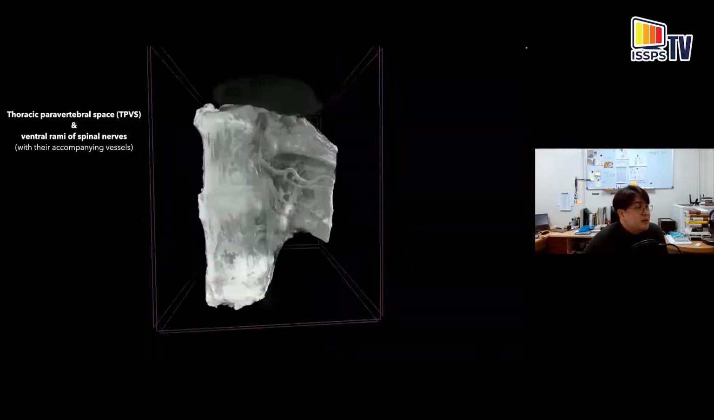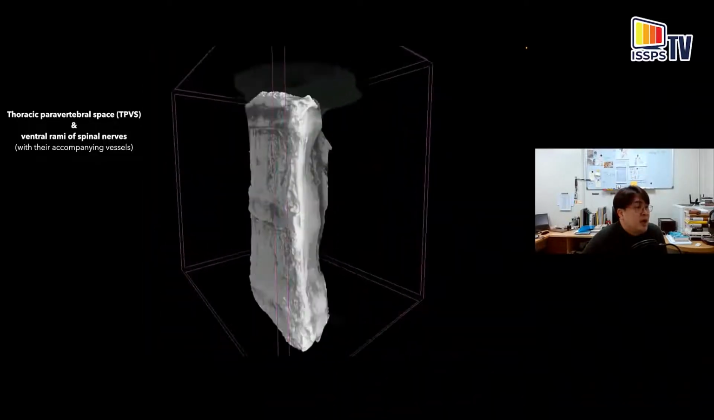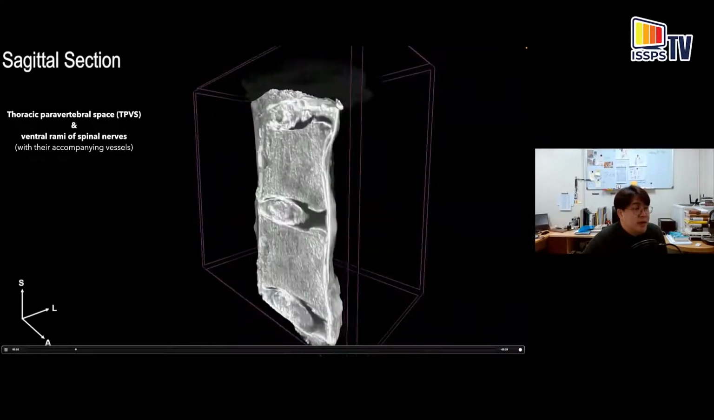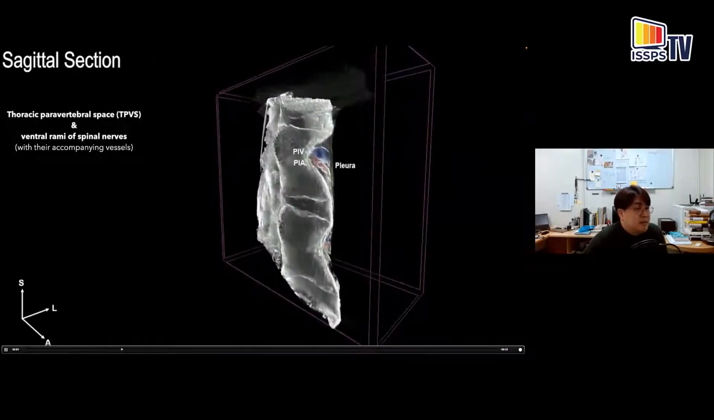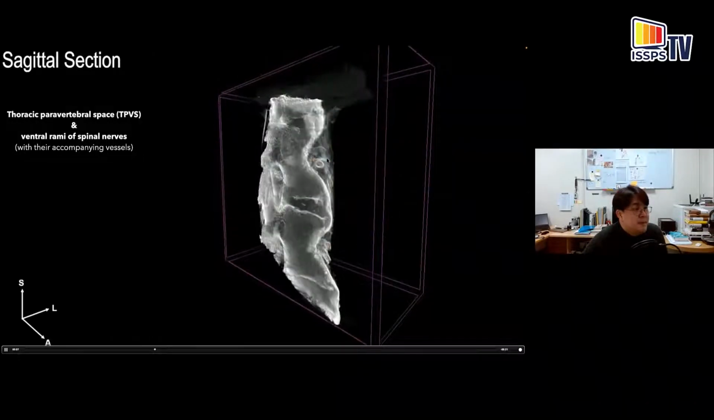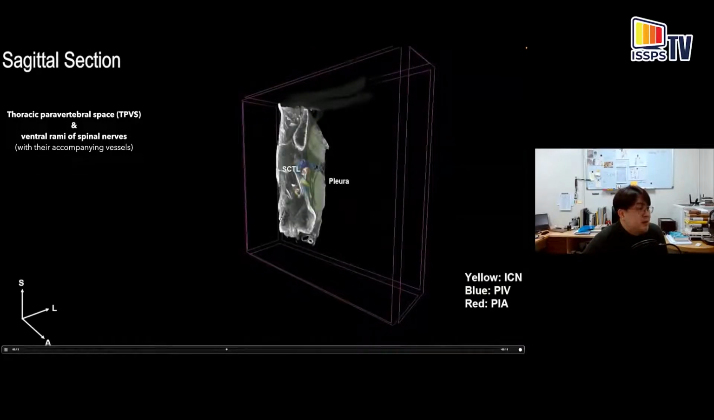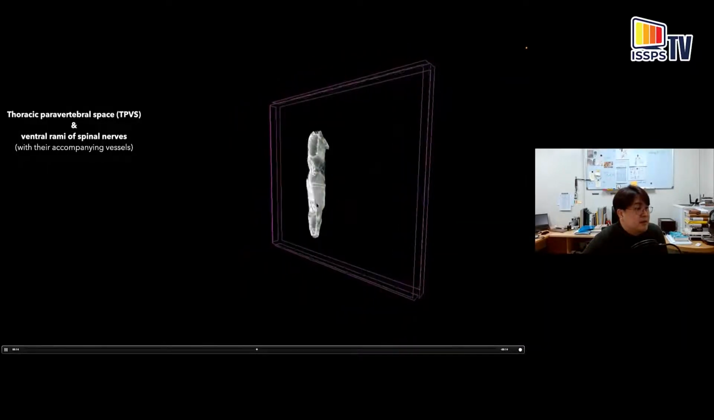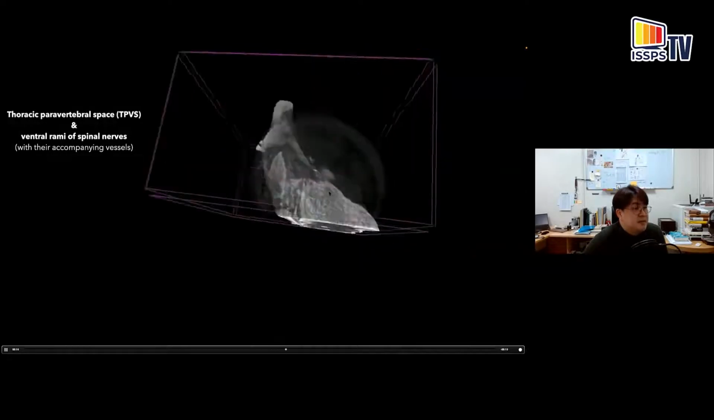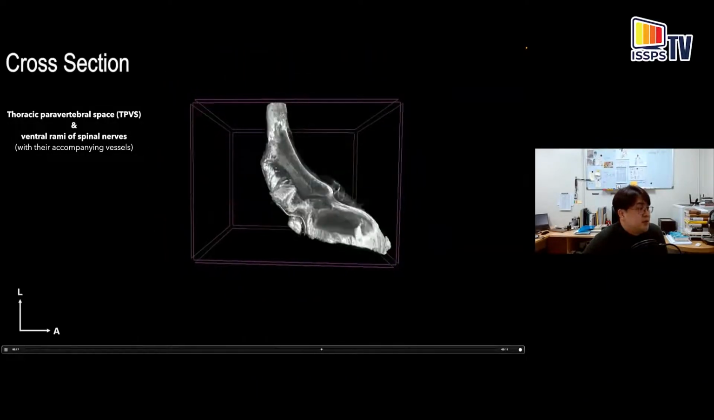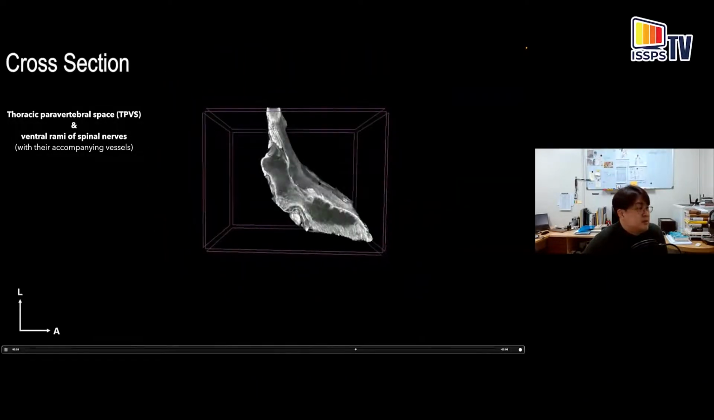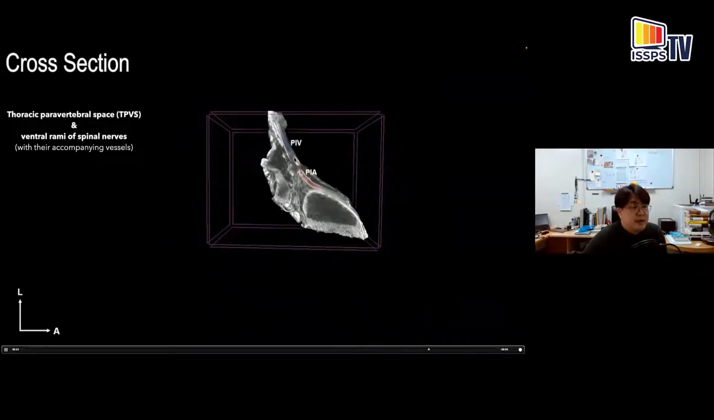In this video, the pleura remained between the vertebral body and the pleura. The intercostal vessels were observed here. The TPVS was shown between the pleura and SCTL, and intercostal vessels and ventral rami were shown within the TPVS, vein and artery.